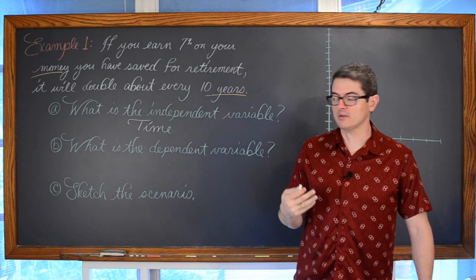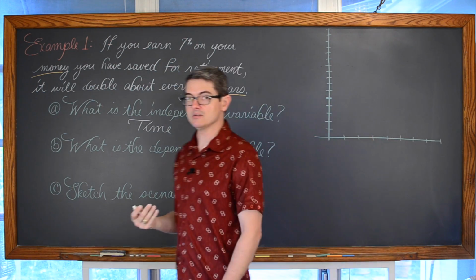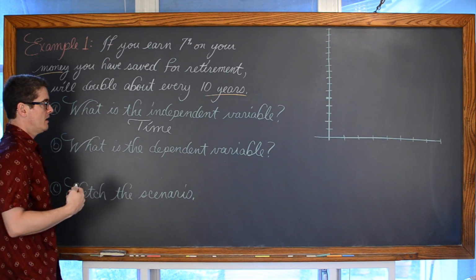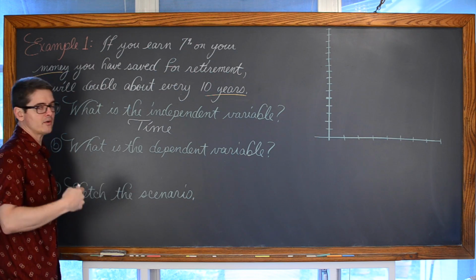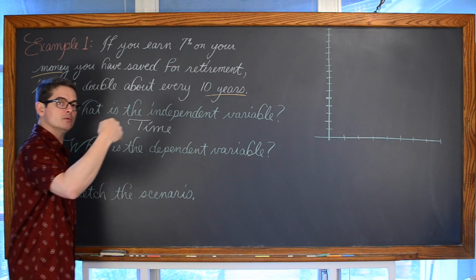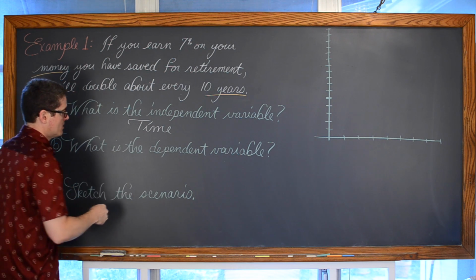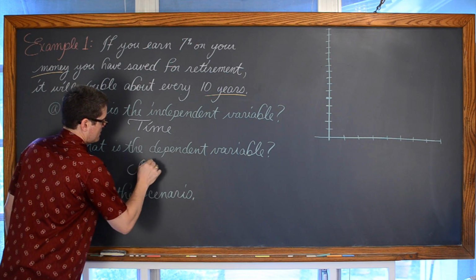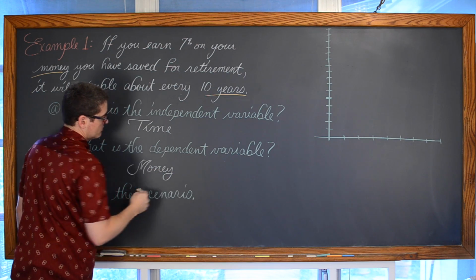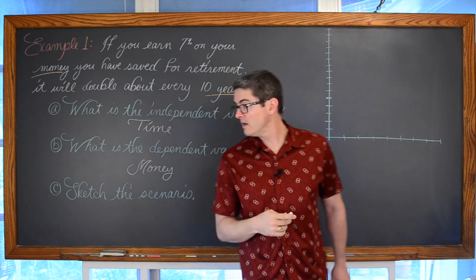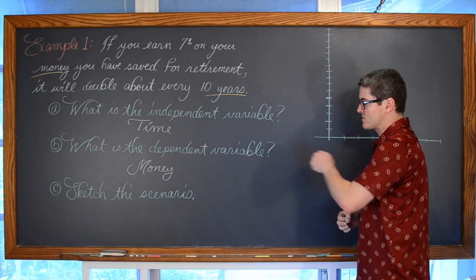Well, the dependent variable is going to be how much you have in savings, the money that you have for savings. That is going to be dependent on not only how much you save, but how long what you did save has to grow compoundly on itself. So we're just going to put money, or I could just say savings, as my dependent variable. And then sketch a scenario.